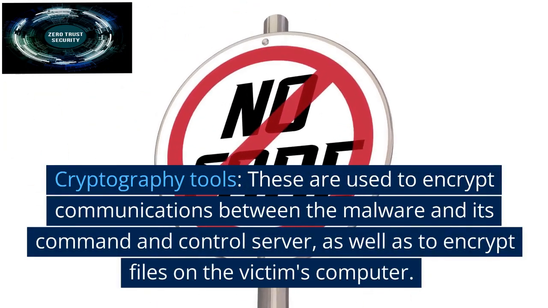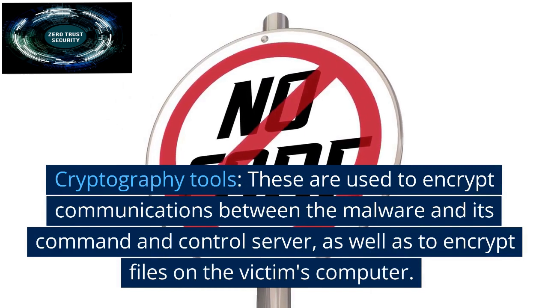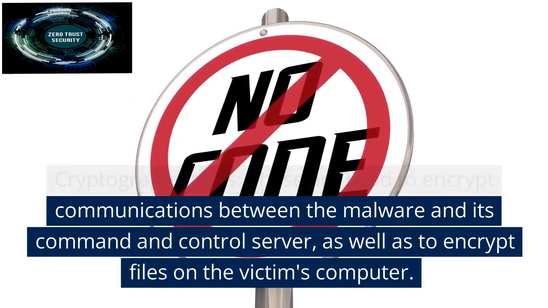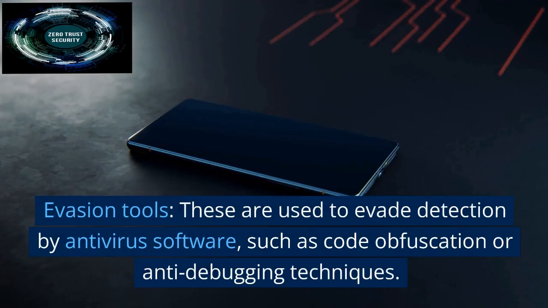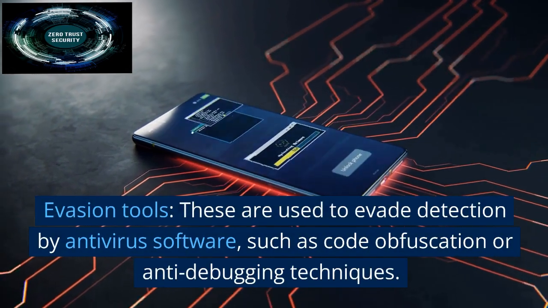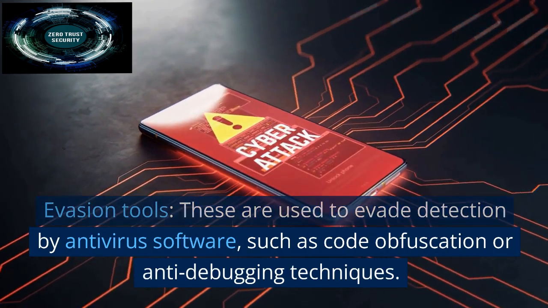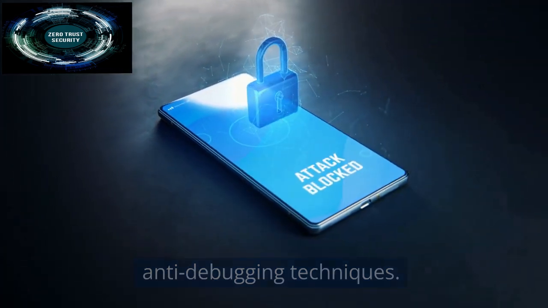Cryptography tools. These are used to encrypt communications between the malware and its command and control server, as well as to encrypt files on the victim's computer. Evasion tools. These are used to evade detection by antivirus software, such as code obfuscation or anti-debugging techniques.